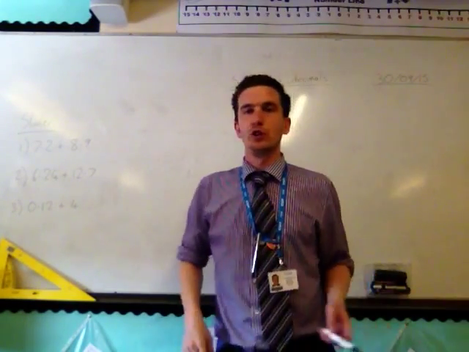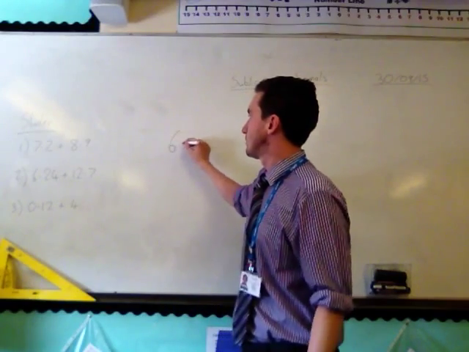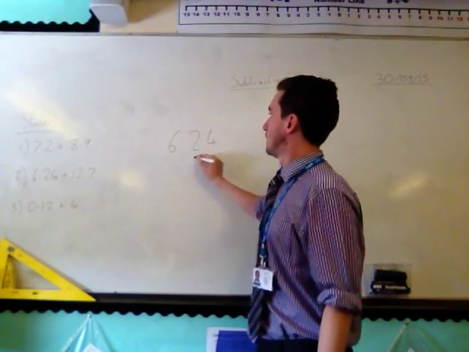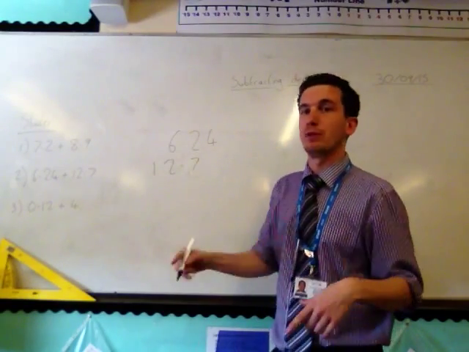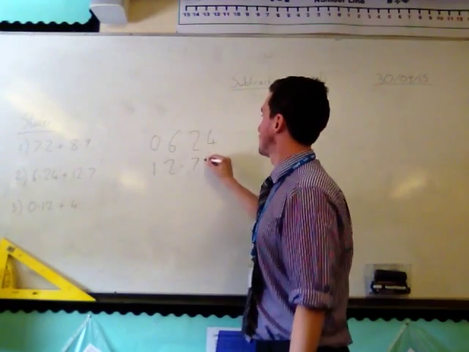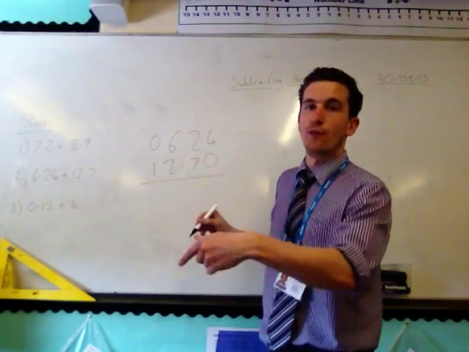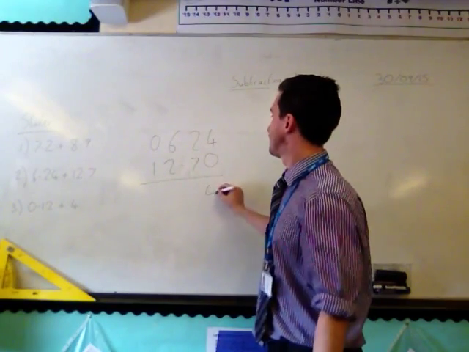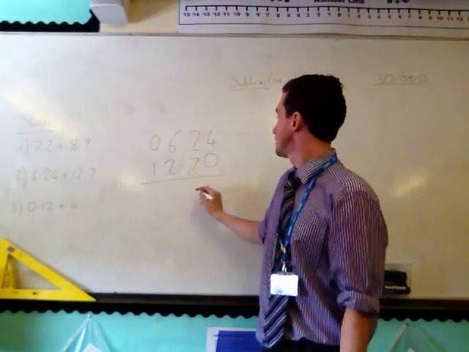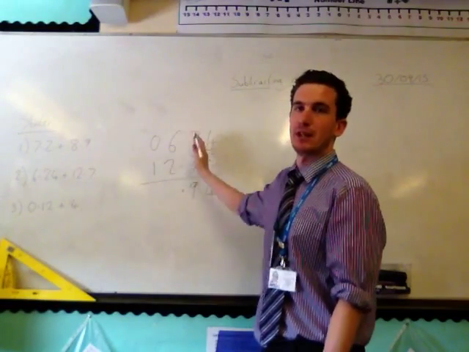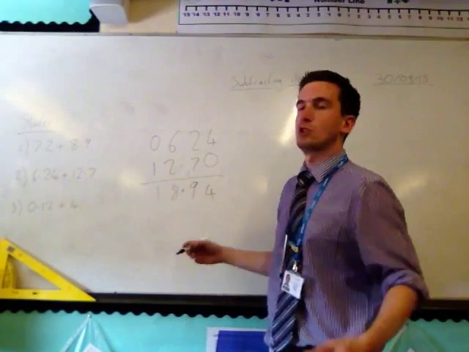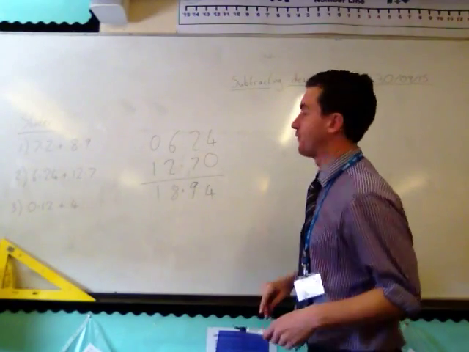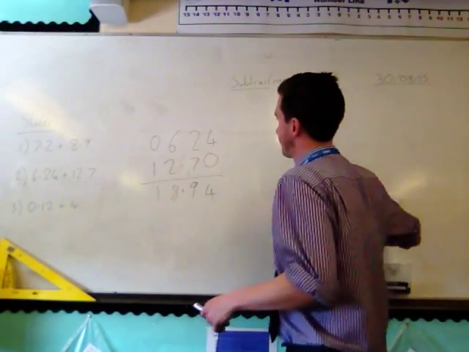Second one, 6.24 and 12.7. We talked about adding a 0. Hopefully some people have done that. So we can put zeros in where there's gaps. So 4 add 0. 2 add 7. Put your decimal in, make sure it's in line. 6 and 2. And then 0 and 1. So 18.94 for number 2.